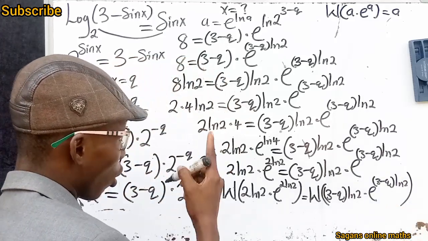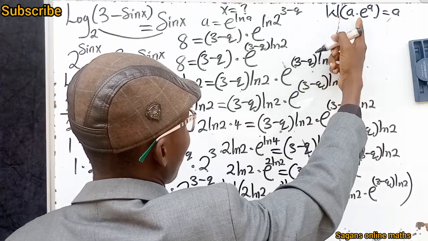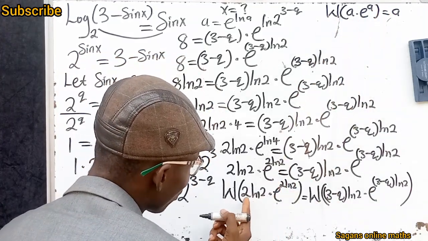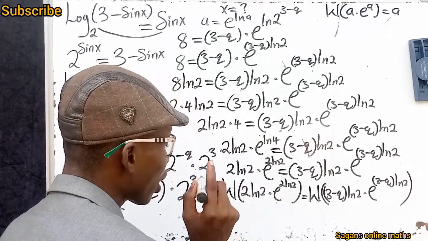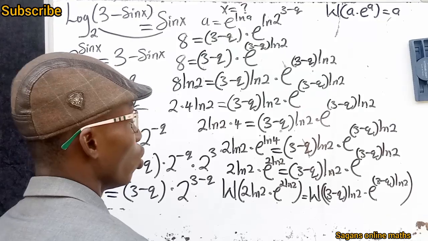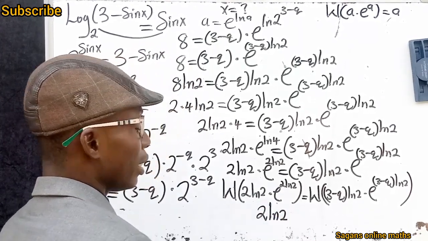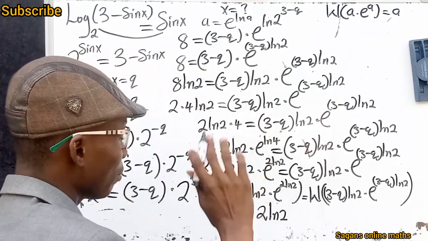Now let's observe from the definition of the Lambert W function. The Lambert W function of a multiplied by e raised to the power a is equal to a. That means we are seeing this 2 ln 2 as the a, and the power here, which is 2 ln 2, as the a. So the outcome will just be 2 ln 2. Is it not amazing? Now we have escaped the Lambert W function. We have escaped that problem.